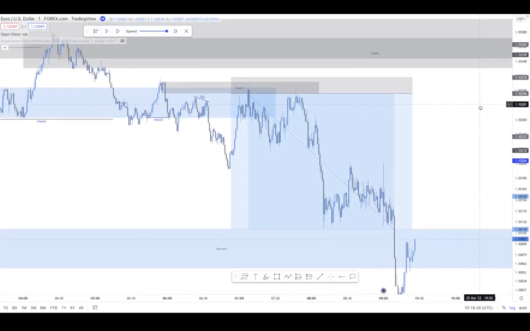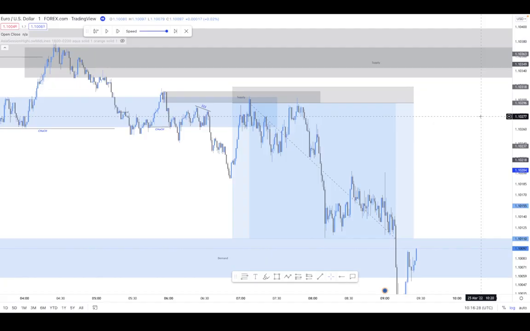Now that was the full video. This is just an example of how you can use changes of character on the 15 minute time frame, on the 1 minute time frame, and you can use them on all time frames actually, because the market is fractal. So you could have 4 hour changes of character, 15 minute, 1 minute change of character, and that's how you do a little bit of top down.